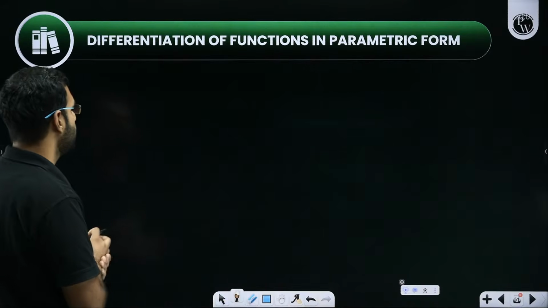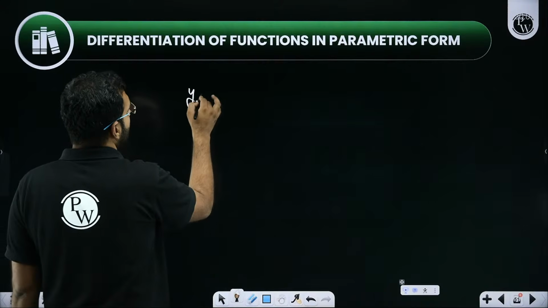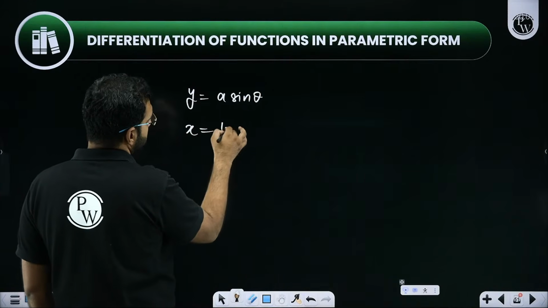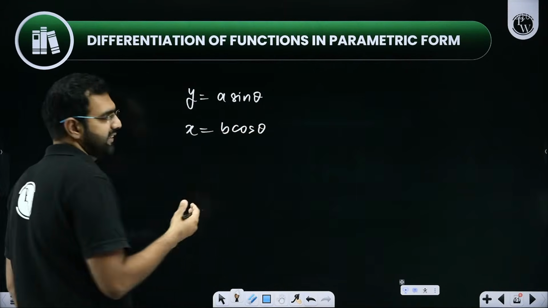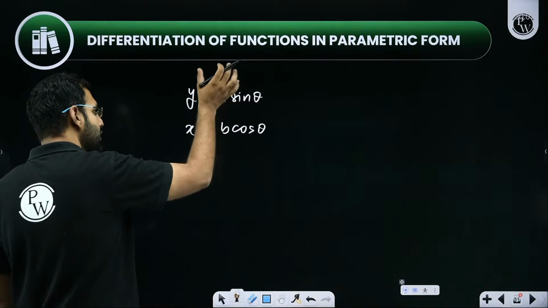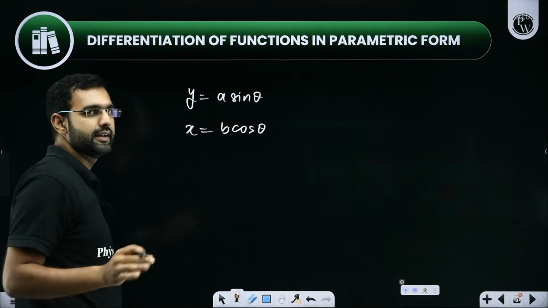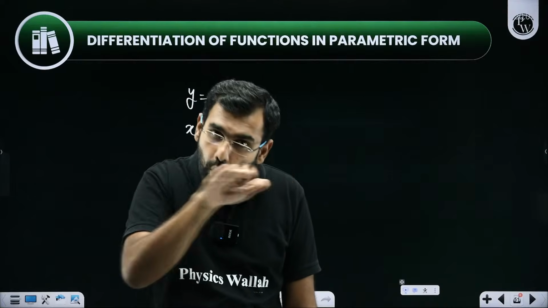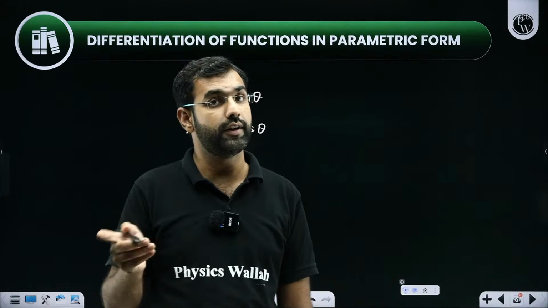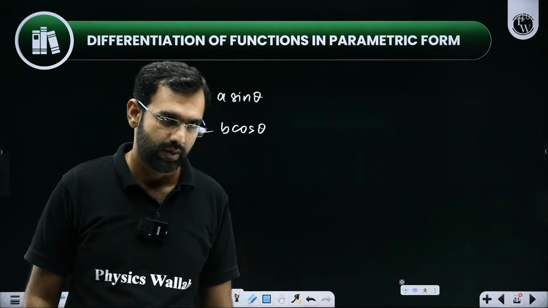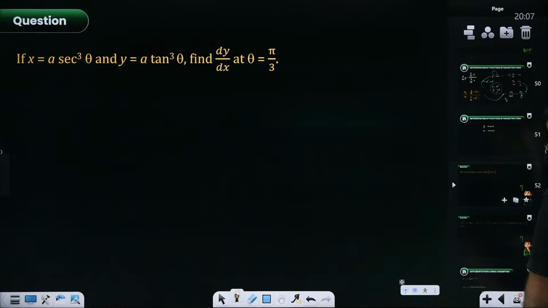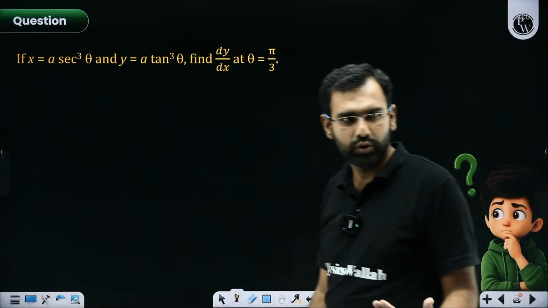So there the best approach will be, let's say I'm given y as a sin theta, x as b cos theta. Of course it is clearly an ellipse. But I hope you realize that here, if I want dy by dx, I can simply differentiate y with respect to theta, x with respect to theta, and dy by d theta whole upon dx by d theta will be my dy by dx. Of course, it will be in terms of theta there. Do let me know if you have understood the parametric differentiation, everybody. I'll take one more example so that you get it more clearly.